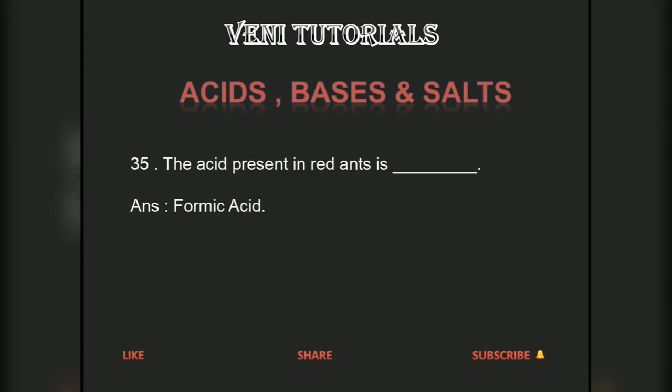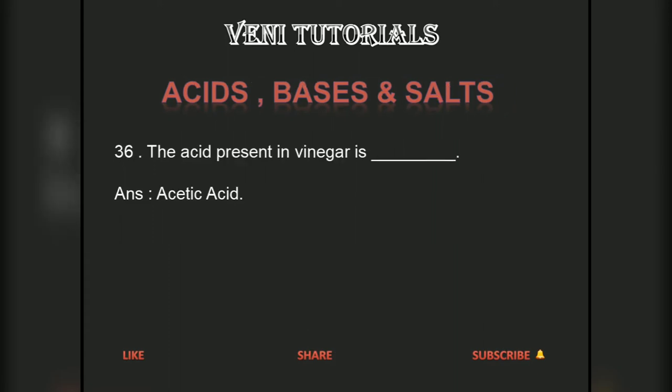The acid present in red ants is dash. Answer, formic acid. The acid present in vinegar is dash. Answer, acetic acid.